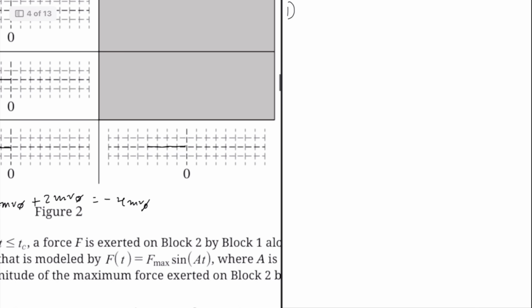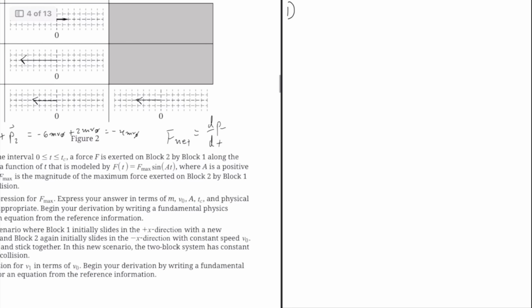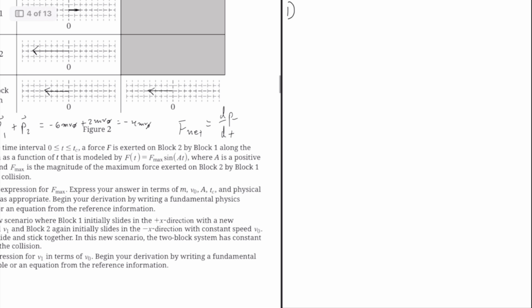And what we also need to recognize is that the momentum before and after in the system is the same, because the net force is equal to dp dt. So if the net force is 0 on the system, which it is because it's frictionless, and it says they're sliding, it doesn't say the surface has friction. If the net force is 0, then the change in momentum, dp dt, with respect to time over that interval 0 to tc, is 0, right? So there's no change in momentum of the entire system.